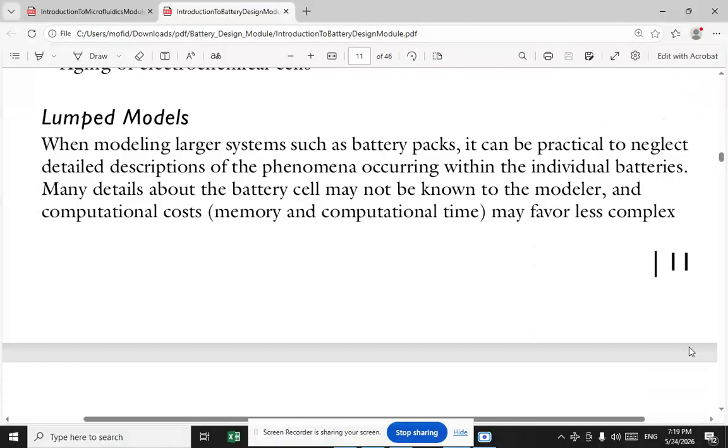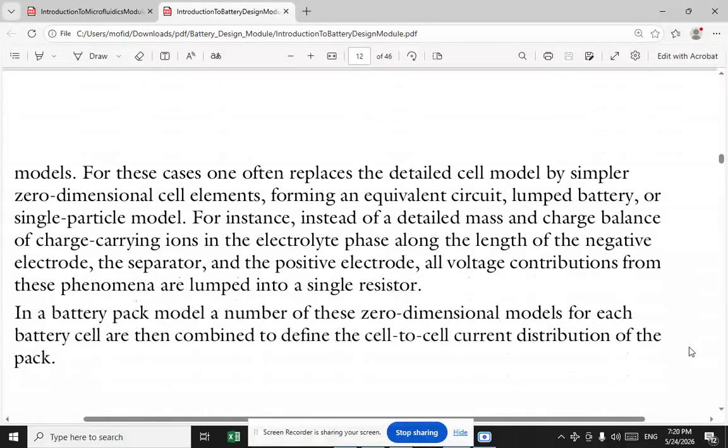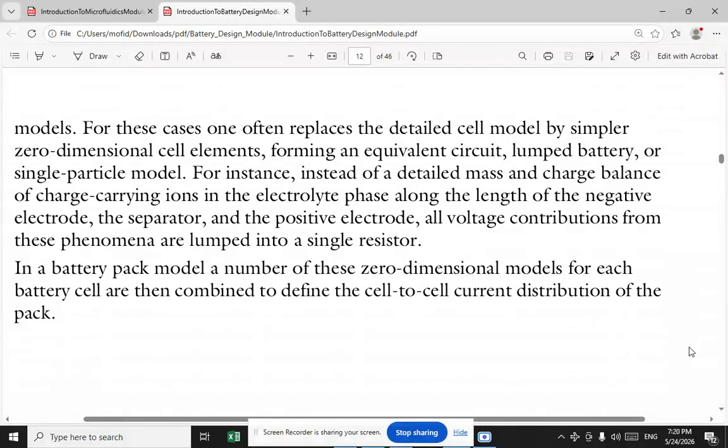Now I want to go through the lumped model. When modeling larger systems such as battery packs, it can be practical to neglect detailed descriptions of the phenomena occurring between the individual batteries. Many details about the battery cell may not be known to the modeler, and computational cost, memory, and computational time may favor less complex models. For these cases, one often replaces the detailed cell model by simpler zero-dimensional cell elements, forming an equivalent circuit, lumped battery, or single particle model.